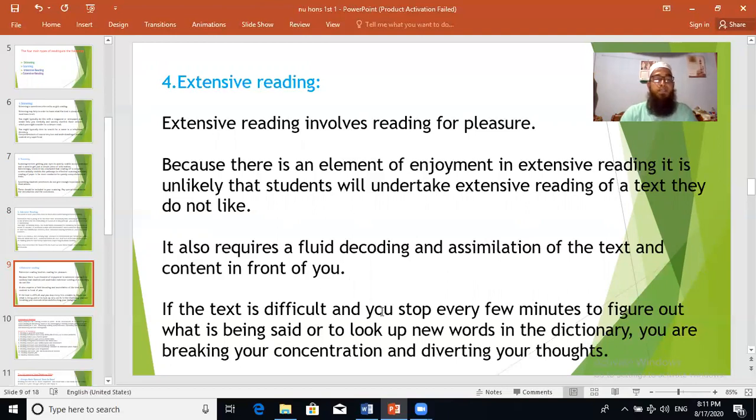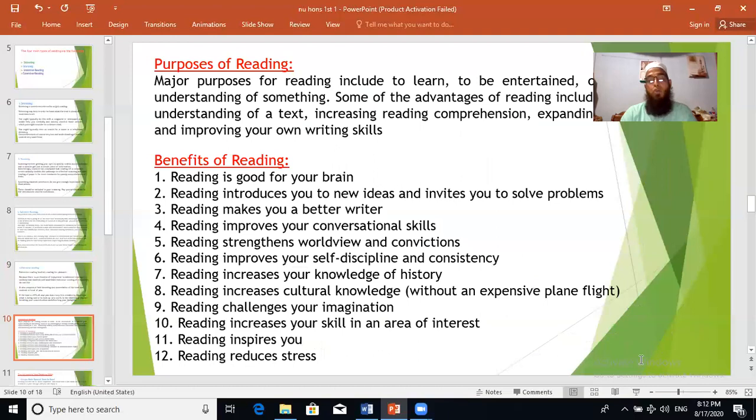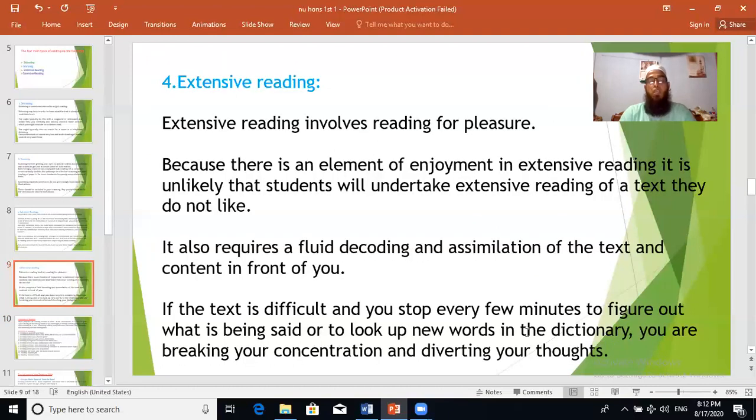If the text is difficult and you stop every few minutes to figure out what is being said or to look up new words in the dictionary, you are breaking your concentration and diverting your thoughts. That is the meaning, actually. Because if the text is very difficult and you need to look for the word meaning in every sentence, you will not find interest in reading the text. You will lose your concentration and you will stop reading.